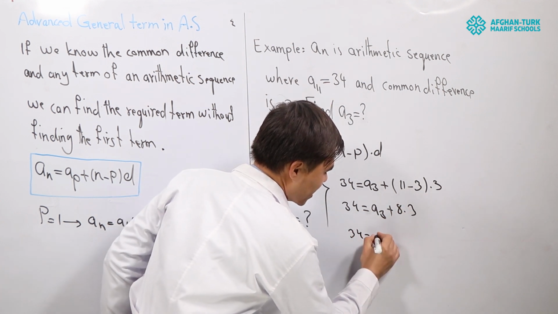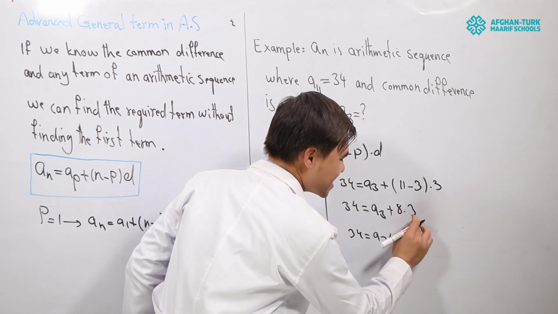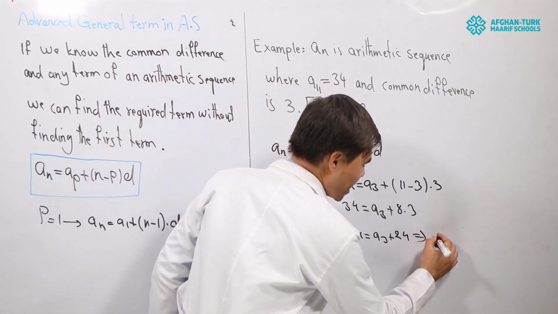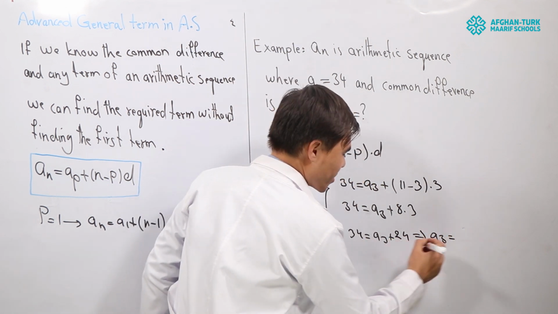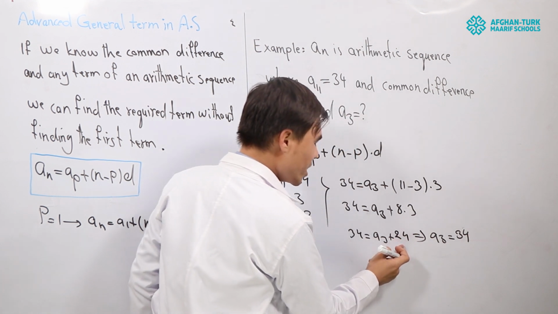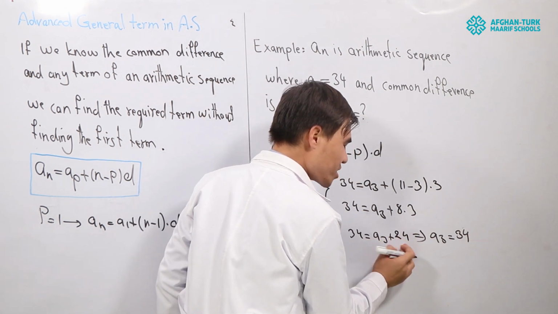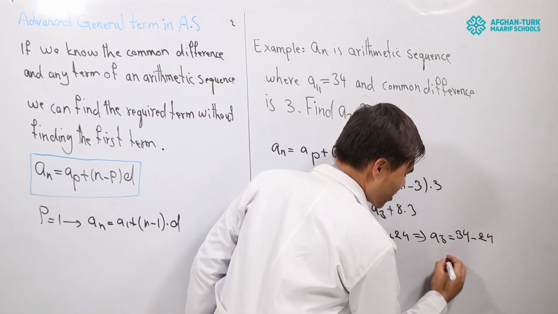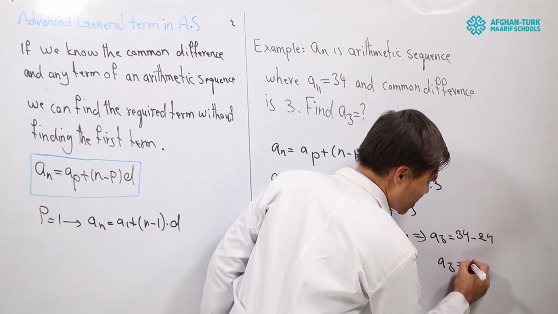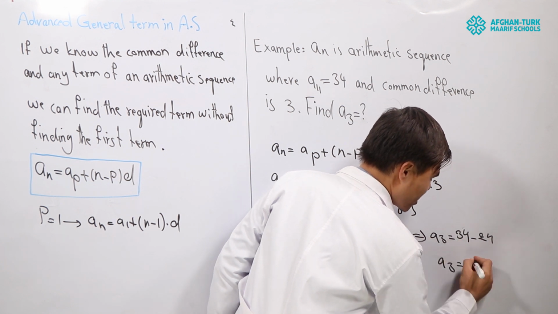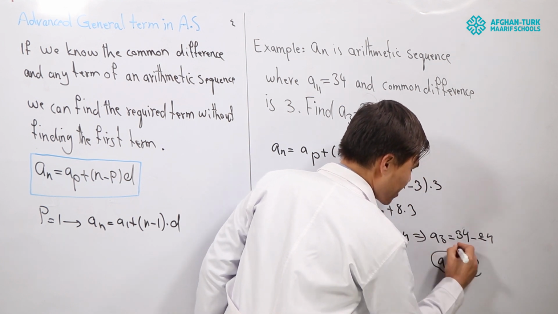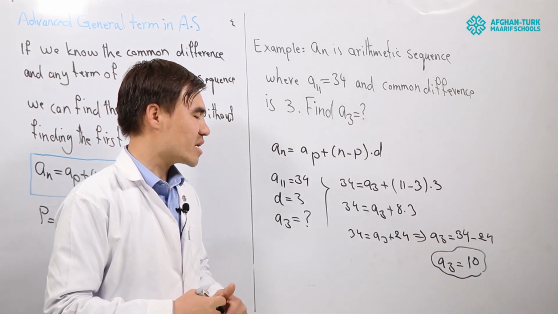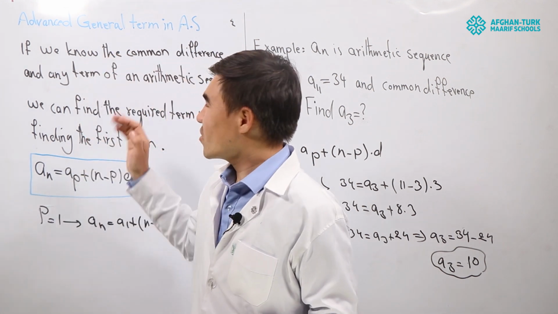34 is equal to a_3 plus 3 times 8, which is 24. Here we can find a_3. When we bring the 24 to the left side of the equation, a_3 will be found: 34 minus 24 is 10. This is the wanted term, which we found by using the advanced general term in arithmetic sequences.